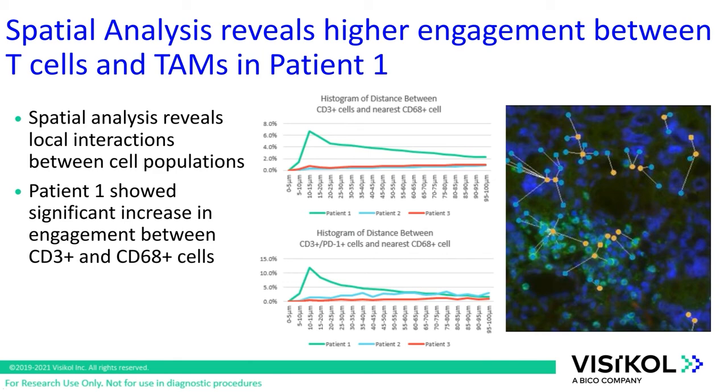And on the graph at the bottom, we're looking at the histogram of distances between CD3 and PD1 positive cells and the nearest CD68 positive cell. And you can see that trend continues here. We have a much higher percentage of the total population of exhausted T cells in close proximity to a CD68 cell within the tumor in patient 1 compared to patient 2 and patient 3.